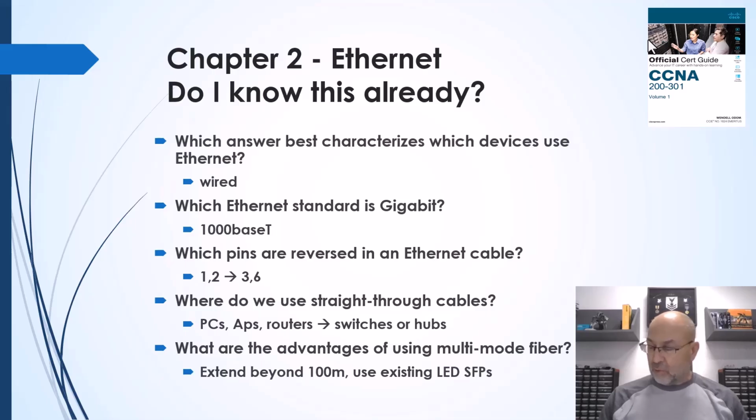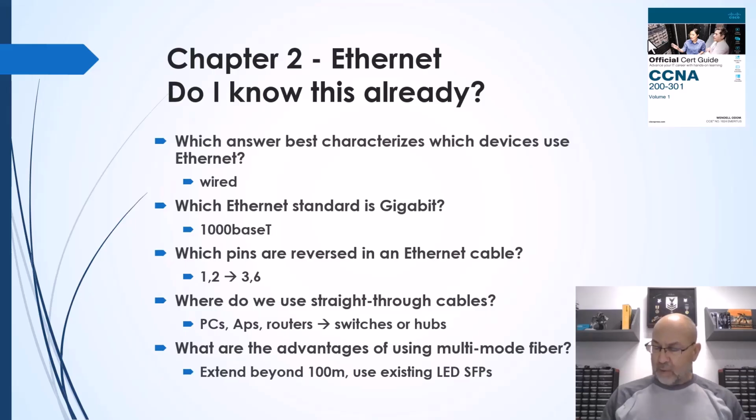Which of the following is true about Ethernet crossover cables for fast Ethernet? Pins 1 and 2 are reversed. I'm not even going to read all these. Pins 1 and 2 go to pins 3 and 6. So that was the answer there. I'll show you that in the pinouts later on in the chapter.